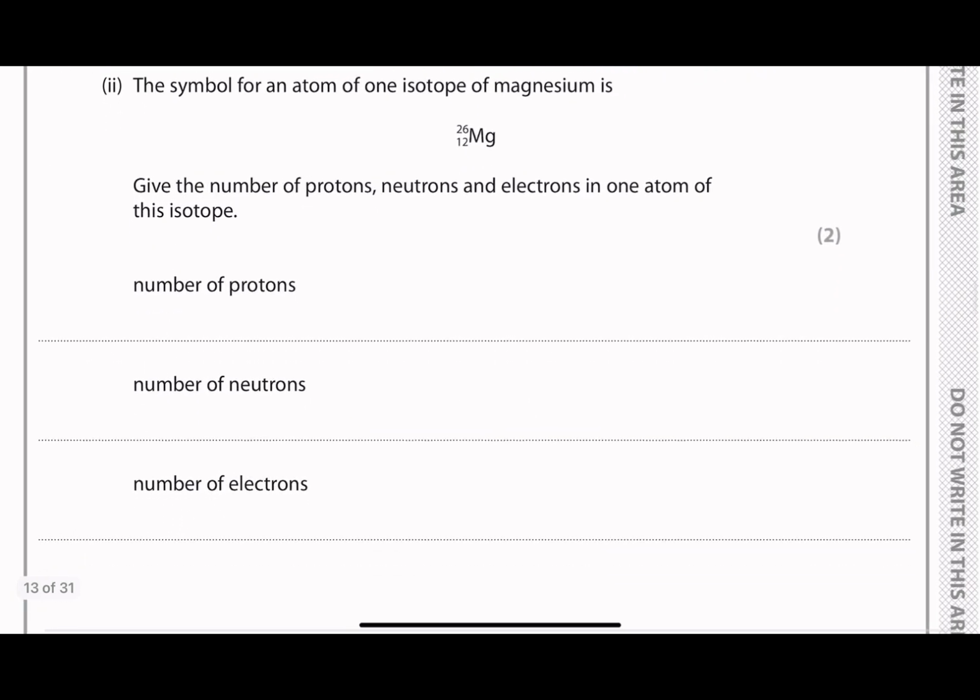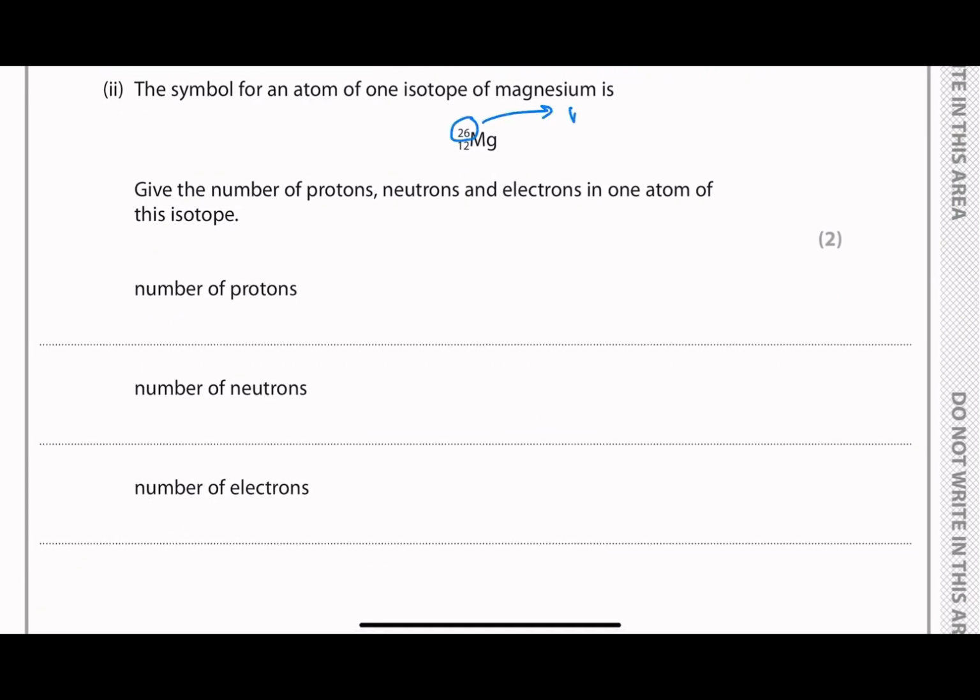Okay, next question, they give you an isotope of magnesium. So the 26, the bigger number on top, would be the mass number, and the 12 below would be the atomic number, which is the number of protons. And they asked you to give the number of protons, which is 12. We just talked about that.